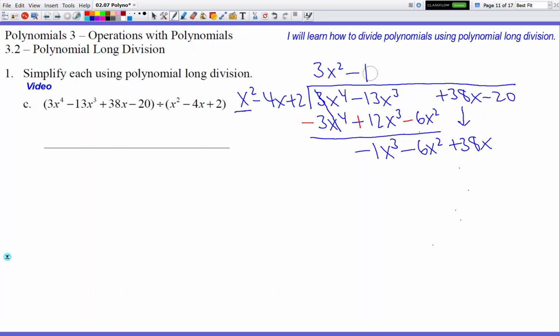Okay. My target has 3 x's. I currently only have 2 x's, so I need 1 more. Okay, so now I match. I have everything I need to turn myself into negative 1x cubed. So let's distribute. Negative 1x times x squared is negative 1x cubed. Negative 1x times negative 4x is positive 4x squared. And negative 1x times positive 2 is negative 2x.